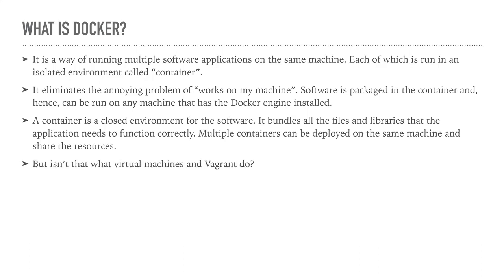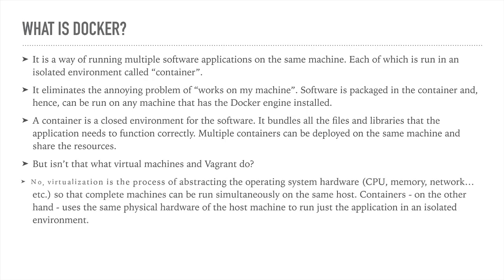So the important question arises again now. But isn't that what virtual machines and Vagrant do? Well, not exactly. Virtualization is the process of abstracting the operating system hardware, the CPU, the memory, the network, and so on, so that complete machines can be run simultaneously on the same host. Containers, on the other hand, use the same physical hardware of the host machine to run just the application in an isolated environment. We will have this distinction more clearly demonstrated when we start creating and deploying containers on our example system. You are going to understand clearly the difference between a container and a virtual machine.